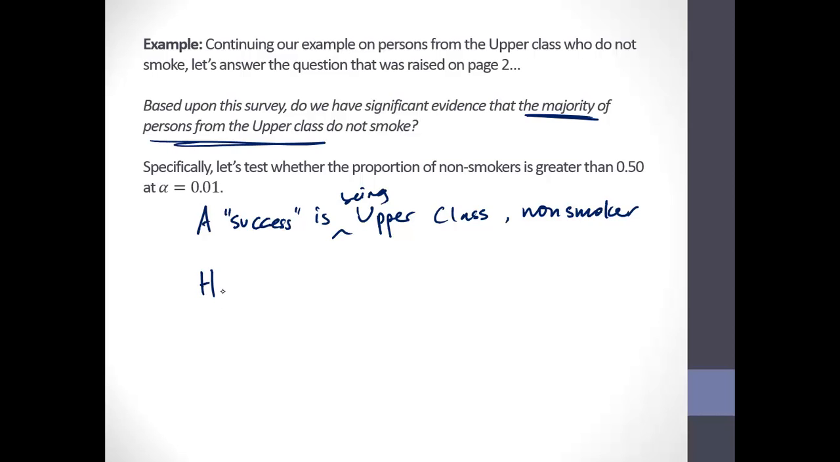Then let's try to set up what our null and alternative hypotheses are here. It's involving the proportion p. And my null hypothesis, I'm always going to assume that p is equal to something. So here I'm going to say it's equal to 0.5. What about my alternative hypothesis? What's that going to look like? Greater than, exactly, because I want to know if the proportion of non-smokers is greater than 50%. All right, you guys are getting good with this.